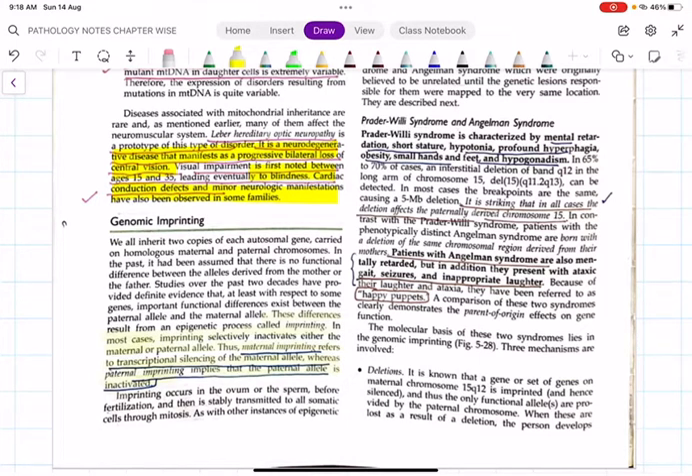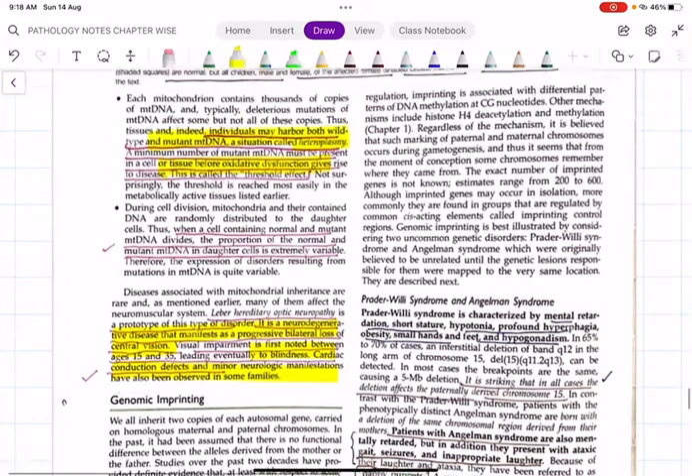So either the maternal allele or the paternal allele will be inactivated, and that is called maternal or paternal silencing, transcriptional silencing. Maternal imprinting means transcriptional silencing of the maternal allele. Paternal imprinting means the paternal allele will be silenced or inactivated. Fine, yes.